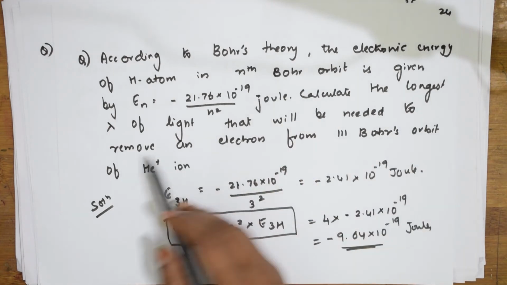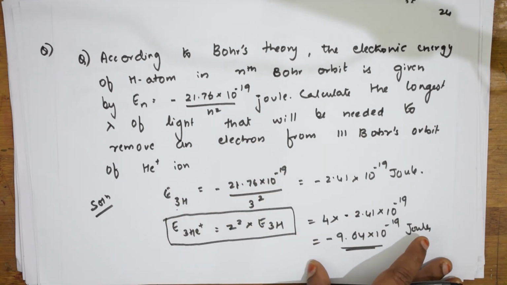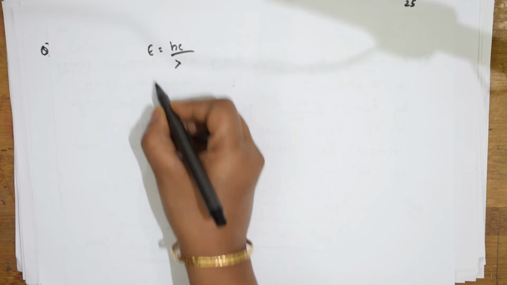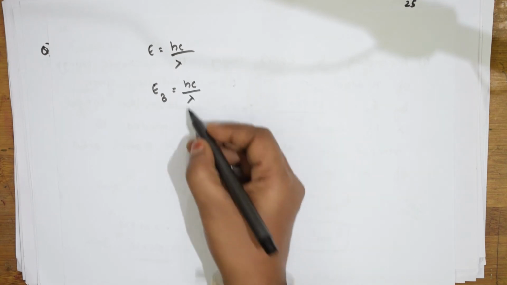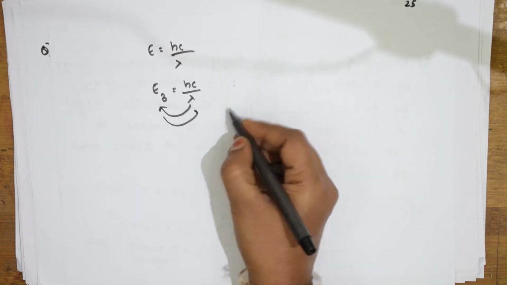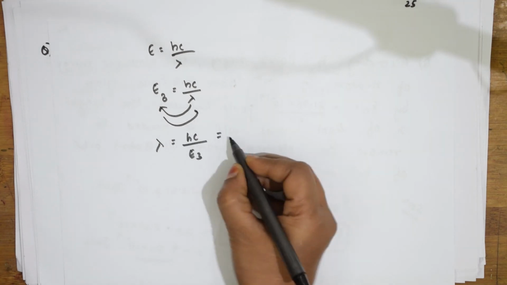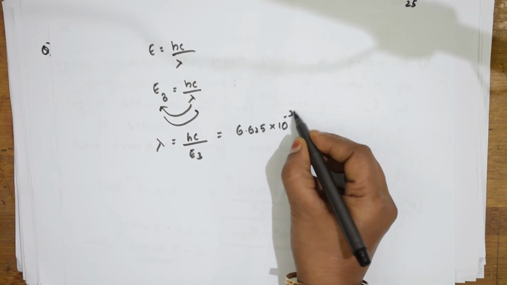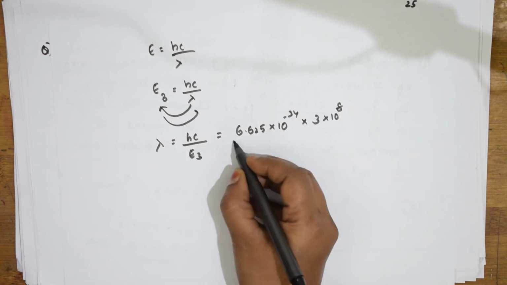Next part is calculate the longest wavelength of light that is needed to remove an electron. Okay, longest wavelength also I need to find. So what is that? Basically, I know the earlier formula E is equal to hc by lambda. But now this is the third orbit. So this becomes E3 equals hc by lambda. Taking lambda above, I'm taking E3 out. So lambda is equal to hc by E3. Okay. Now what is h? Planck's constant, 6.625 into 10 raised power of minus 34. What is the velocity of light? 3 into 10 raised power of 8, not minus 8, 8.